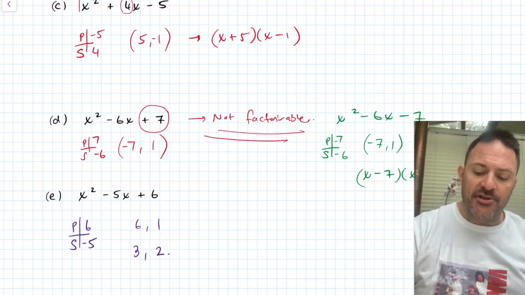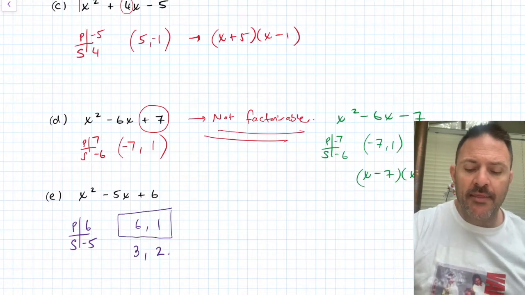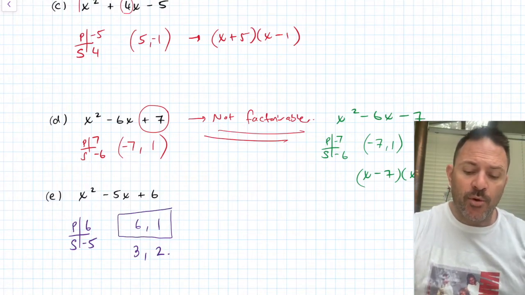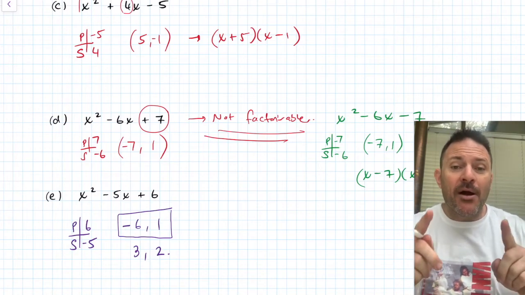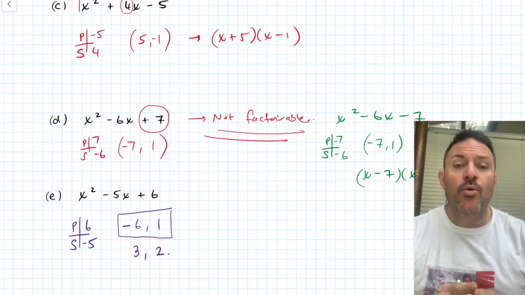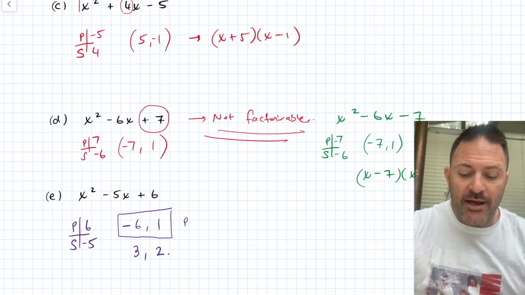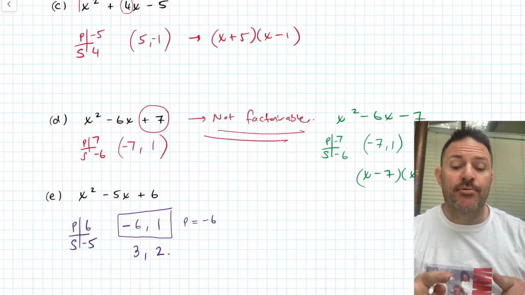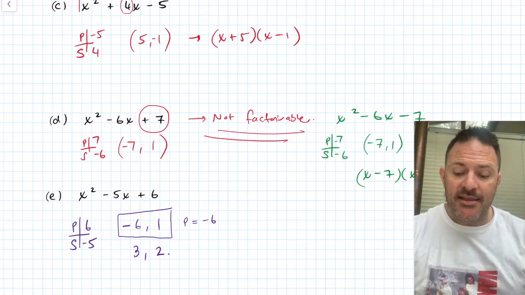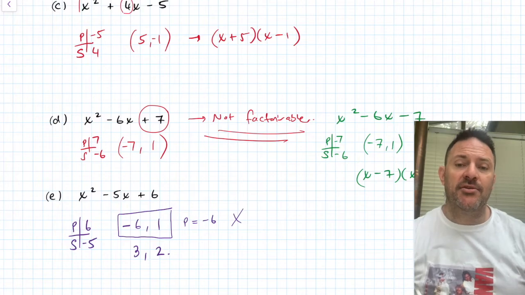So if I look at the first combination, 6 and 1, how can that make negative 5? Well, the only way that can happen is if I have a minus 6 and I add 1. Now, if I multiply these two terms together, what do I get? Well, I get a product of minus 6. Problem is, I need a product of positive 6. Therefore, that combination does not actually work.